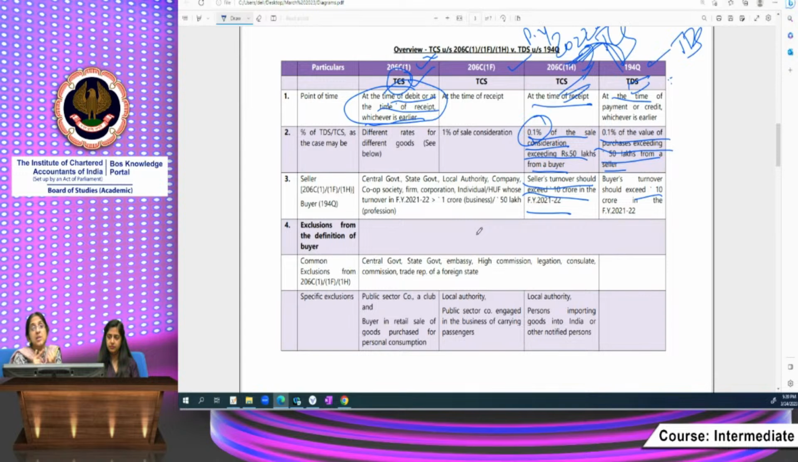For that, what is the condition? The condition is that the buyer's turnover should exceed 10 crore in the previous year and the particular transaction with the person should exceed 50 lakhs. Only then 194Q will be attracted. If these conditions are not satisfied, even if it does not attract TCS under any of the other provisions, it won't attract TDS here also. I hope this is clear.